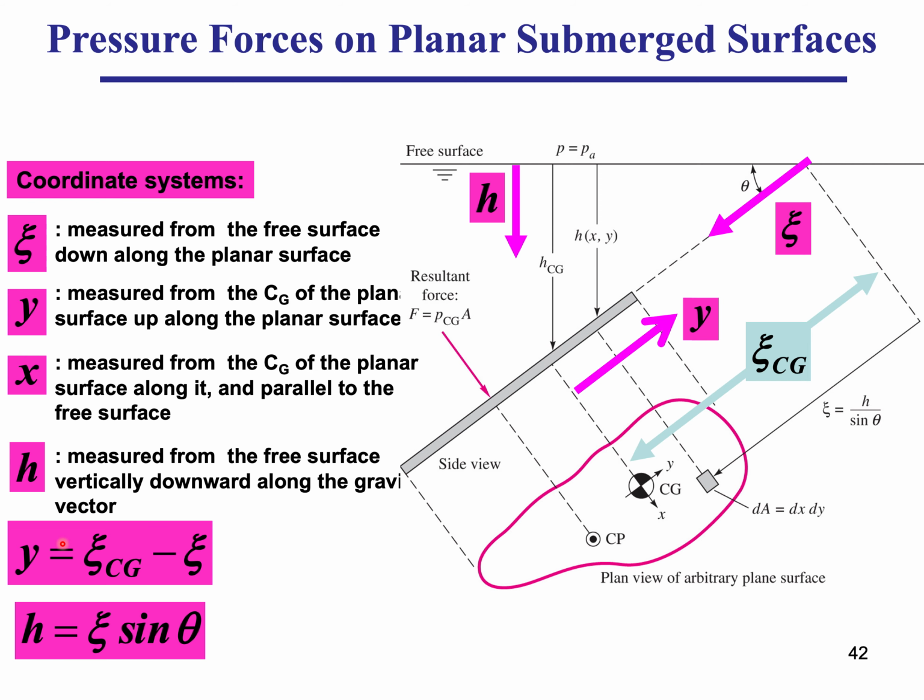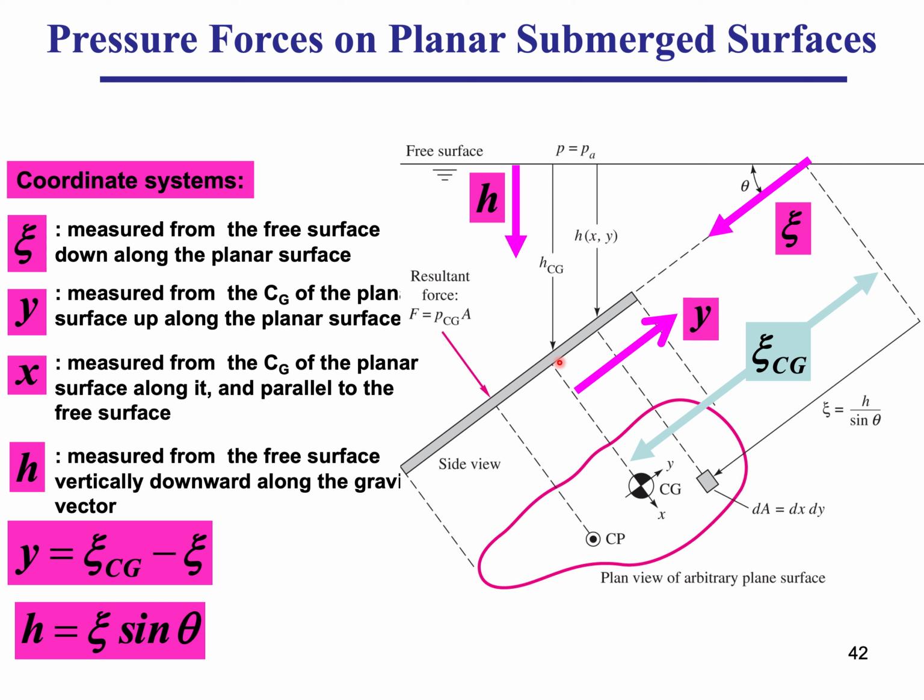But before we go there, let's define a couple more coordinate systems. Our primary coordinate system is xy. Y measures the distance from the center of gravity along the plate, and it points upwards. So that's our y. It's positioned at the center of gravity.